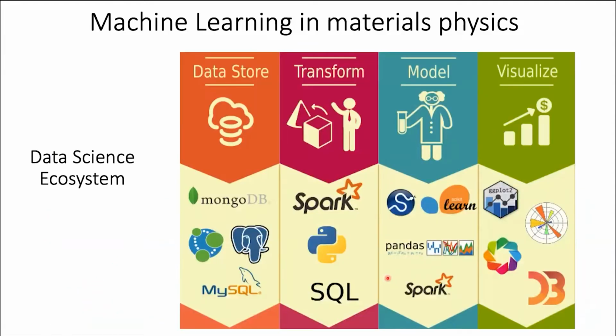But one of the great things, again, for physicists who want to get involved in this is that there's a really nice data science ecosystem where you can store data using MySQL, you can transform your data with Python, you can model your data with scikit-learn, for instance, and then visualize your nice results using matplotlib. And all of these are optimized, they're efficient, they're fast, and they're free. So it's really a wonderful time to be a materials physicist or a physicist doing work in machine learning. Any questions so far?